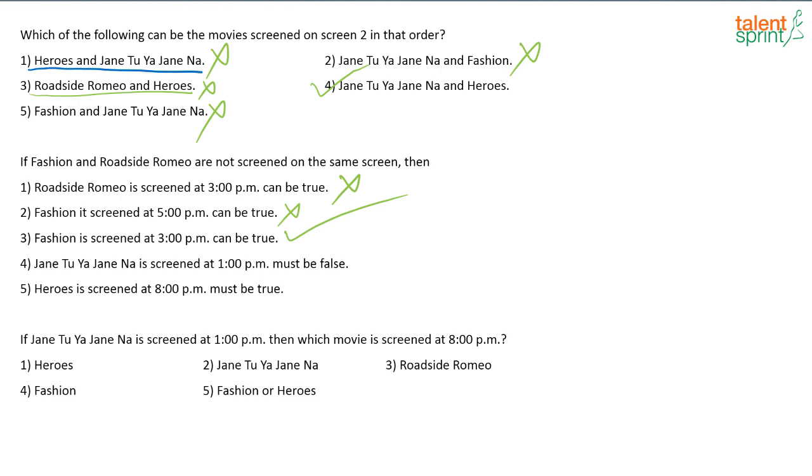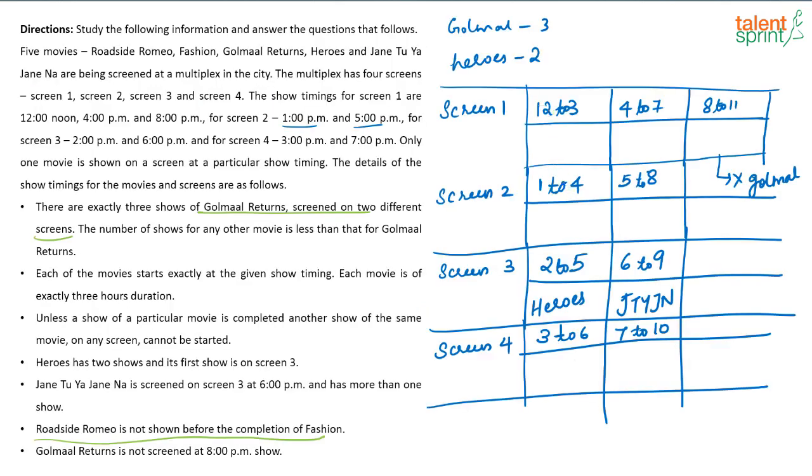Already this is a time consuming question, right? So when you get the answer with one option, you can stop there. Okay. Now, if fashion and roadside Romeo are not screened on the same screen, jane tu ya jane na is screened at 1 p.m. must be false. Okay.